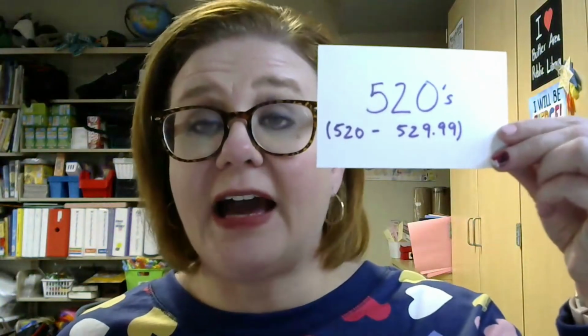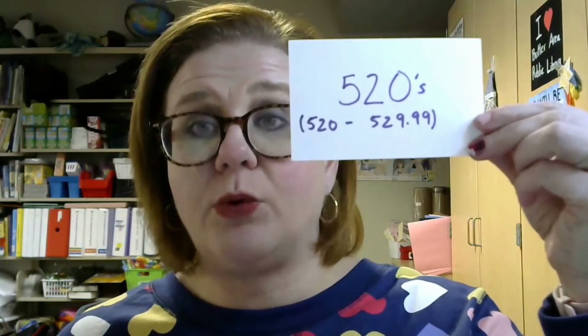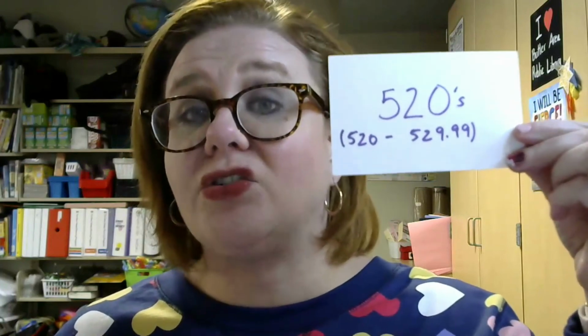Next, we have the 520s. That's 520 to 529.99 into infinity. And this is where we will find topics of astronomy. So astronomy is the study of space. That includes information about stars, planets, satellites like the moon, but it also includes things like astronauts and other space vehicles, information about space stations. So anything related to astronomy, things like information on our solar system, would be located in the 520s section.